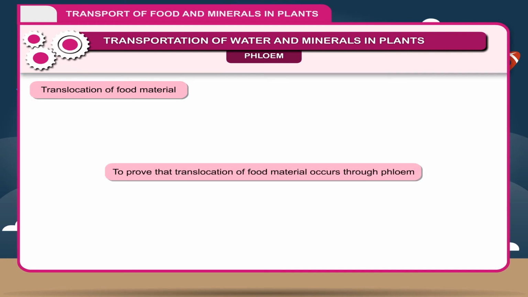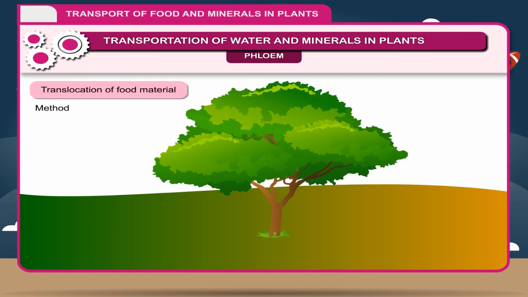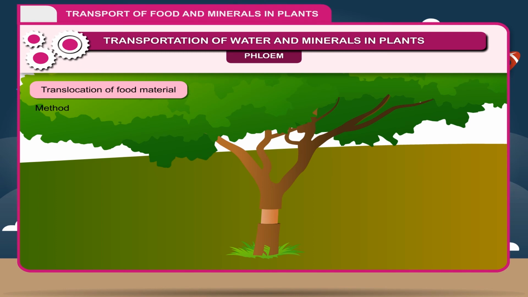Activity: to prove that translocation of food material occurs through phloem. Method: in a woody stem, all the outer parts, that is, phloem, is removed in the form of ring or girdle. This includes phloem along with the bark. It is kept moist by keeping wet cloth around the ring.